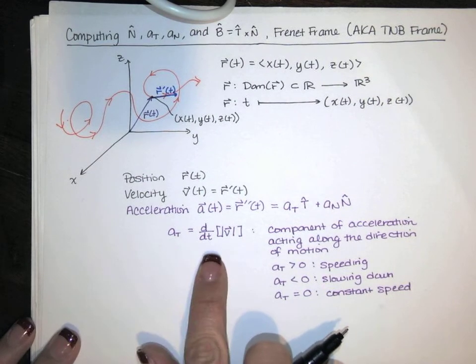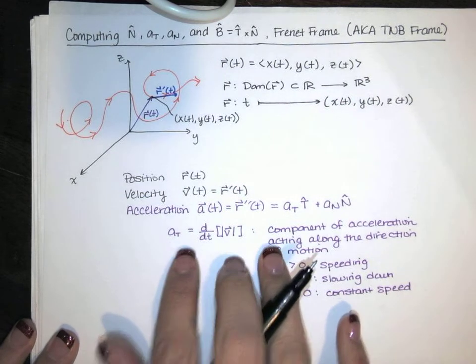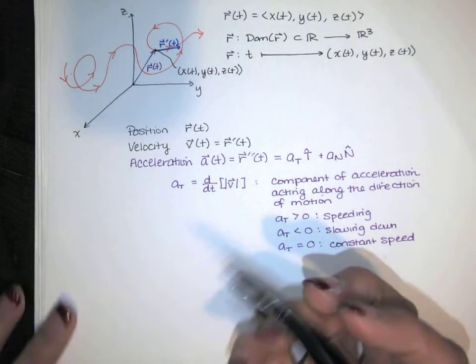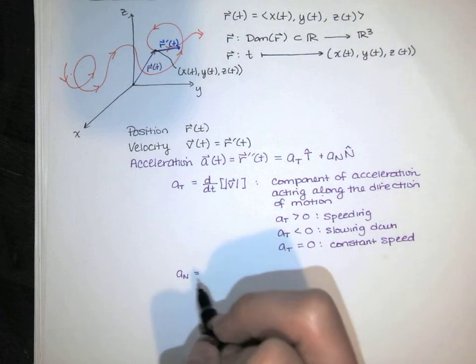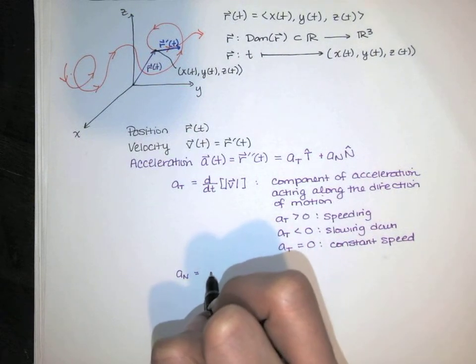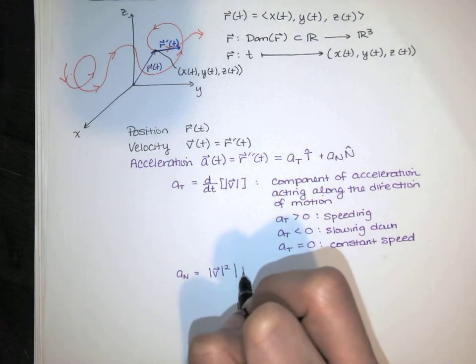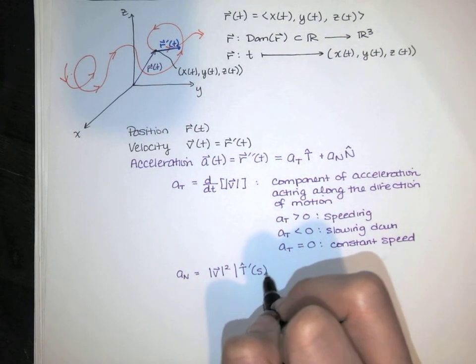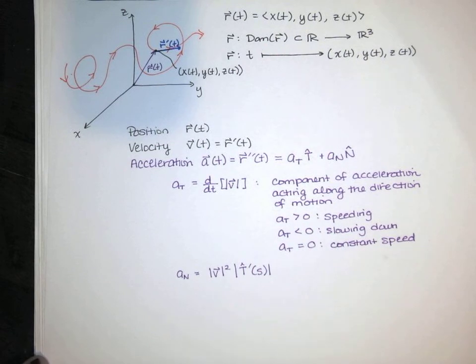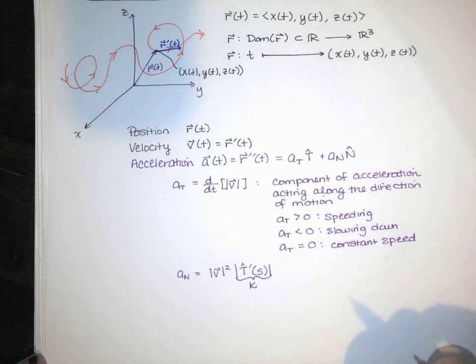So that is the part of the acceleration that's in the direction of motion, and it causes us to speed up or slow down if it's non-zero. Now a sub n, through our derivation we found out it was the speed squared times the magnitude of t hat prime, not of t, but of s. And this quantity is something we haven't talked about yet, except only briefly. That's called the curvature of the curve.